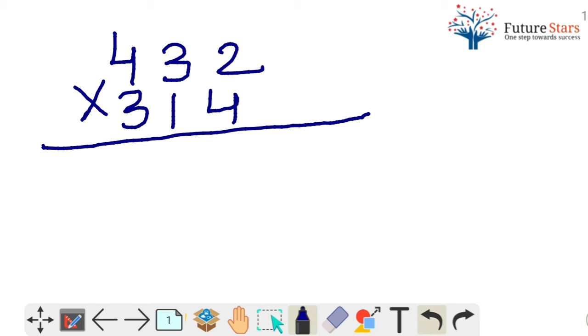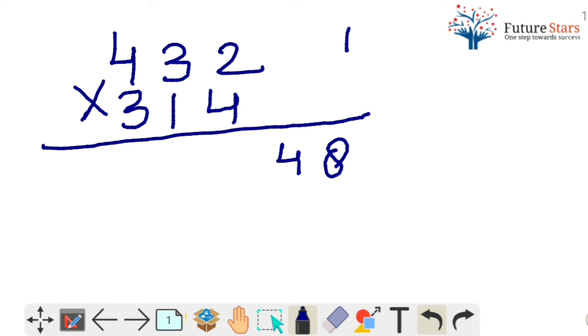Okay, so 4 into 2 is 8. Do the cross multiplication. So 4 plus 3 is 12. I'm doing it orally. Okay, try to do it orally as I am doing. 4 into 3 is 12. 12 plus 2 is 14. Write 4. 1 is carried.